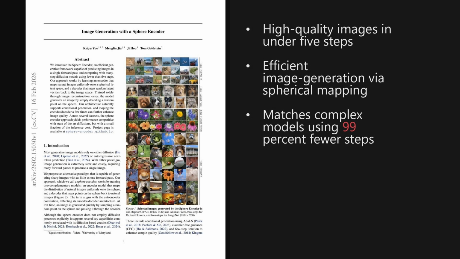Wrapping up, 2 takeaways stand out. First, the Sphere encoder shows that high-fidelity generation doesn't require thousands of diffusion steps, often succeeding in just 1 to 4 passes. Second, by enforcing a uniform spherical latent space, it solves the posterior hole problem that limits traditional autoencoders.